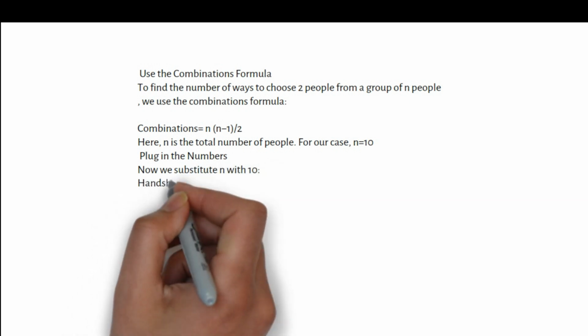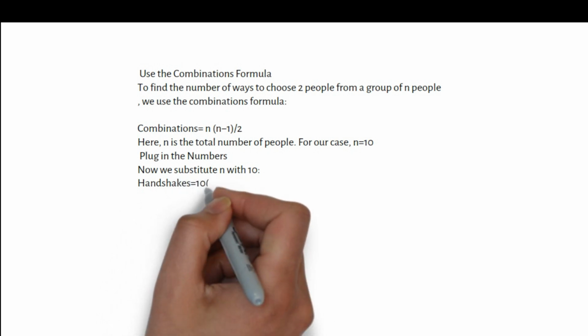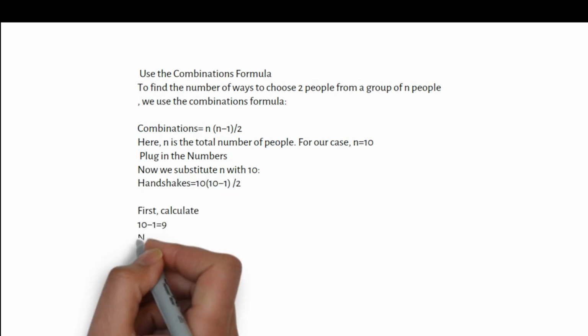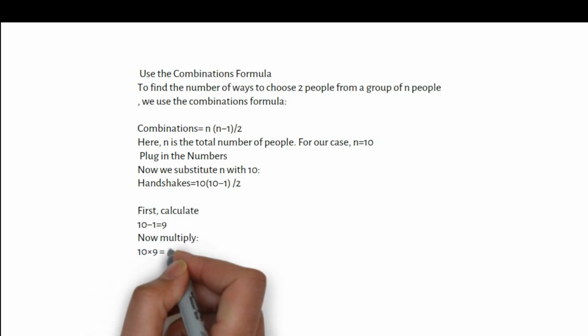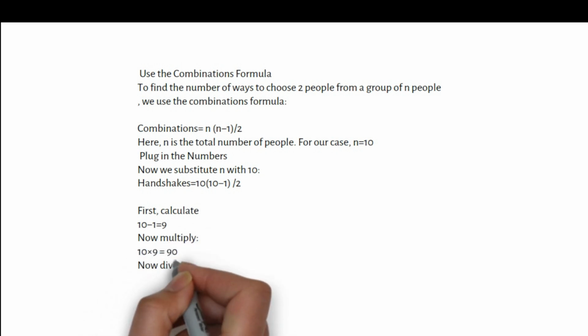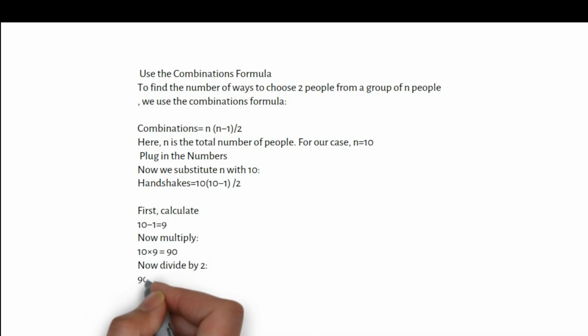Substituting the value in the formula and doing the necessary calculations. This is the final answer. We have 10 minus 1 is 9, and 10 multiplied by 9 is 90. Now dividing it by 2, this is 45. So the conclusion is our answer is 45.